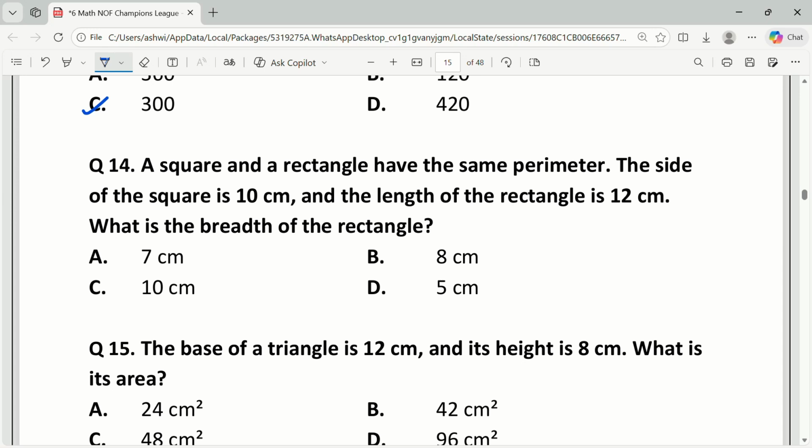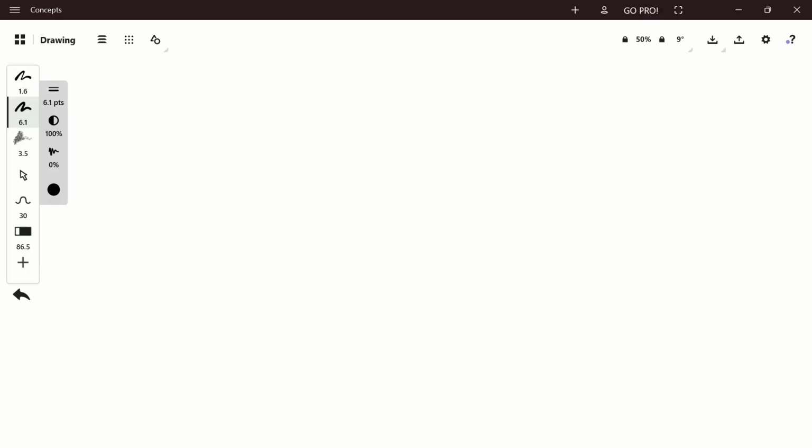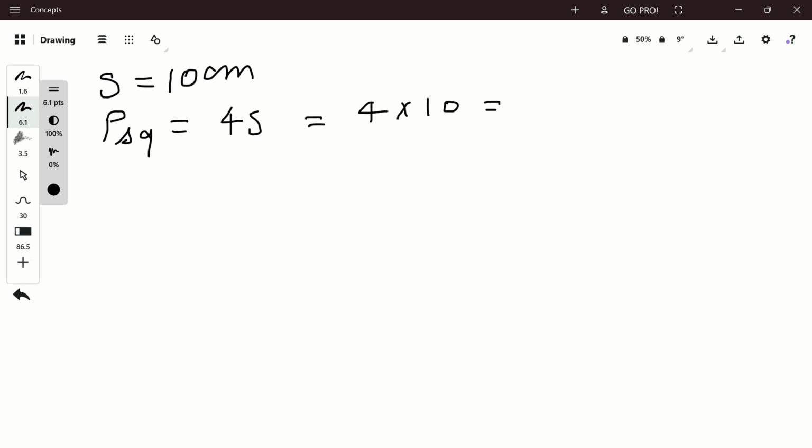Question 14. A square and a rectangle have the same perimeter. The side of the square is 10 centimeter and the length of the rectangle is 12 centimeter. What is the breadth of rectangle? The side of the square is 10 centimeter. The perimeter of the square is equal to 4s. That is equal to 4 into 10, that is 40 centimeter.